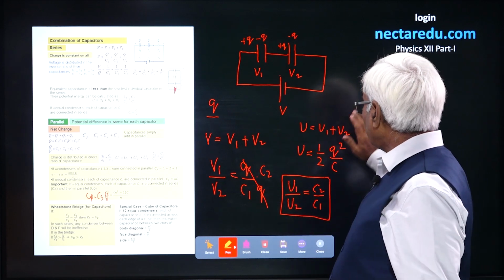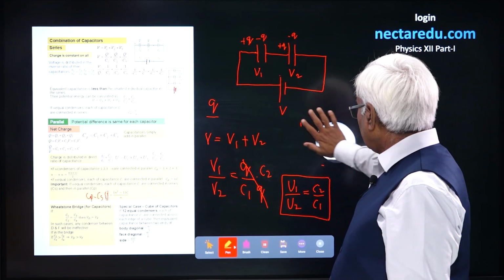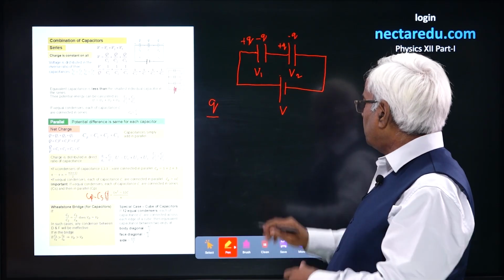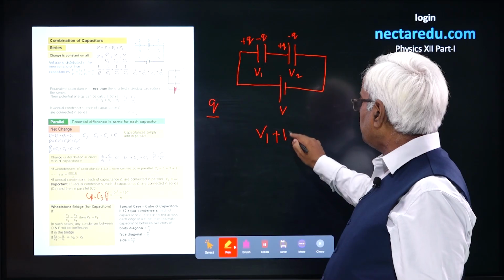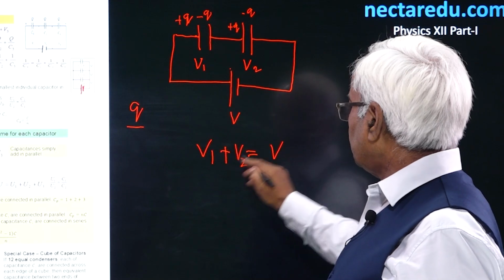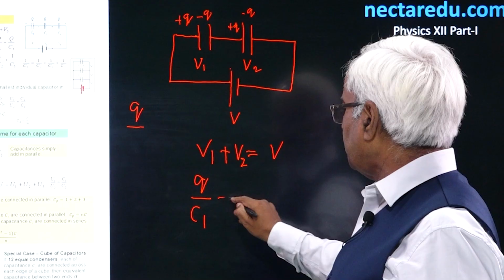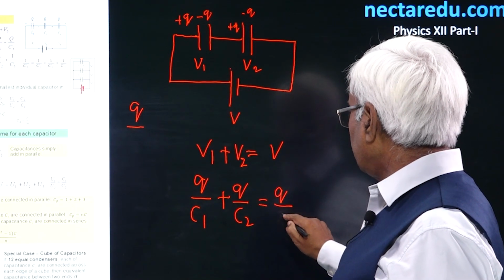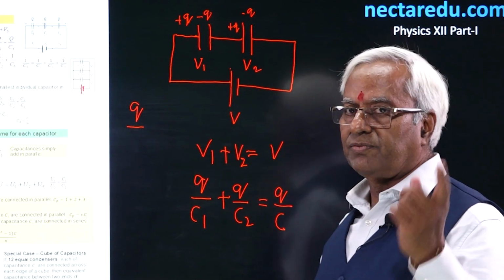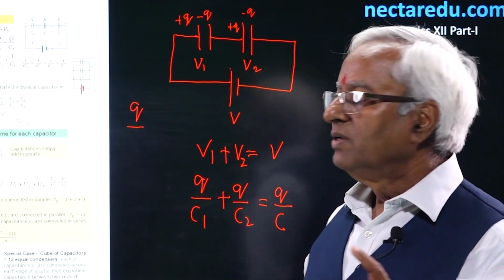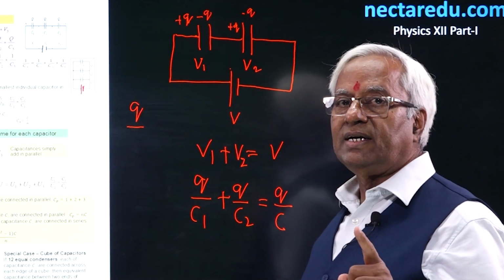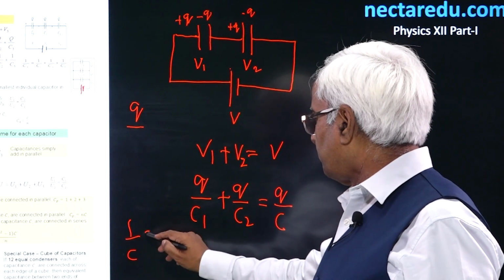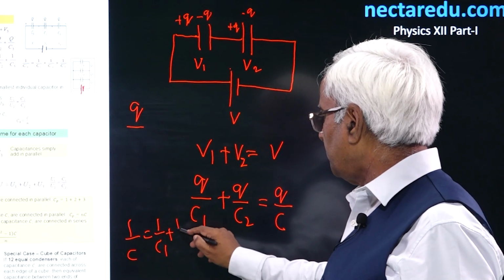Now, how to find out the total capacity here? Once you say V1 plus V2 is V, then obviously it's Q upon C1 plus Q upon C2. It's going to be Q upon C. I told you the total charge will also be Q. Charge individually on each condenser will also be Q. All gets cancelled. It is 1 upon C1 plus 1 upon C2.